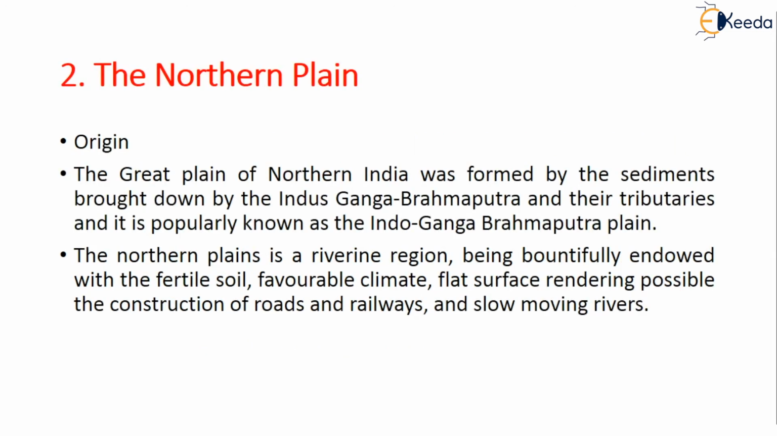Coming to the second division, that is the northern plains. Coming to the origin, the Great Plain of northern India was formed by the sediments brought down by the Indus, Ganga, Brahmaputra and their tributaries, which is popularly known as the Indo-Ganga-Brahmaputra Plain. Also, the northern plain is a riverine region bountifully endowed with fertile soil and a favorable climate. The flat surface makes possible the construction of roads and railways, and the rivers are slow moving.